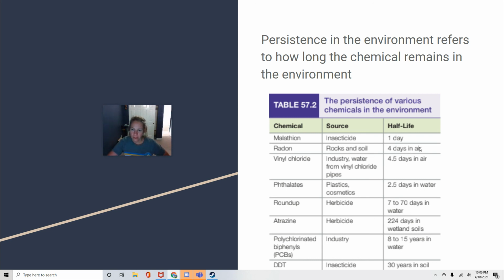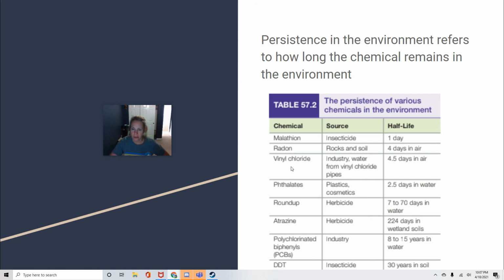Radon, 4 days in the air. And then you can see DDT, 30 years in the soil. So even though we stopped using DDT a long time ago, it's persistent in the environment. It is still around and it'll be around for a while. And then you can see PCBs. A lot of you guys talked about things like this with plastics. 8 to 15 years in the water is a pretty long time to persist in the water. So that can accumulate in organisms pretty quickly if it's going to stick around, or this one for 30 years, that's going to accumulate quite a bit. It'll be a long time for that to come out.